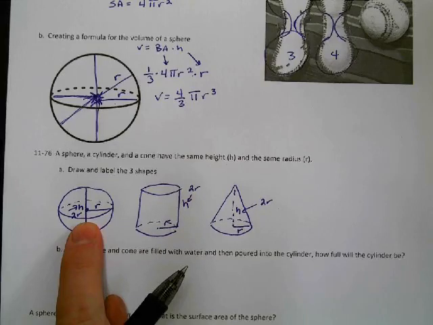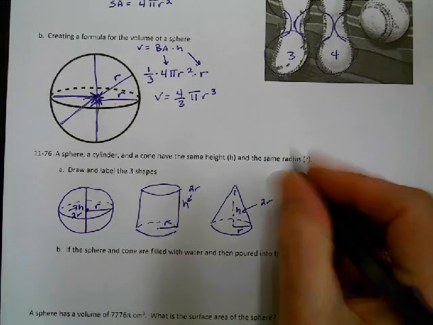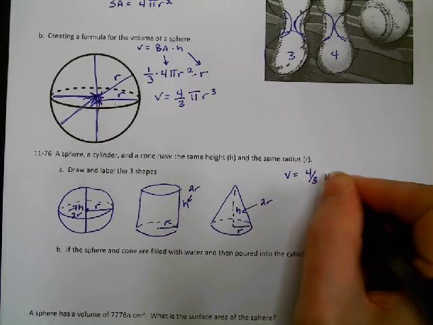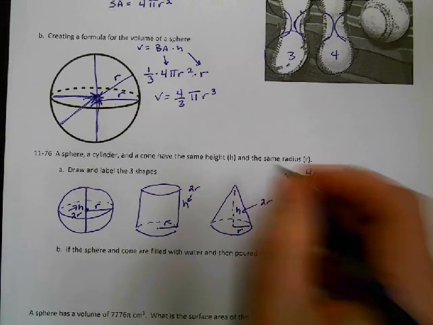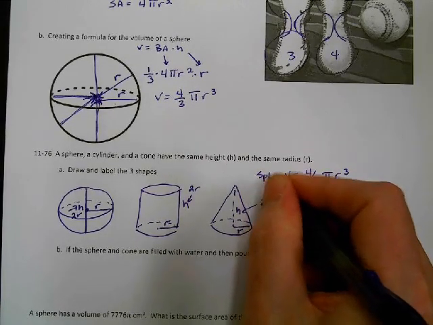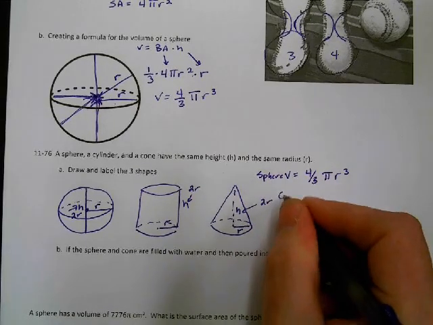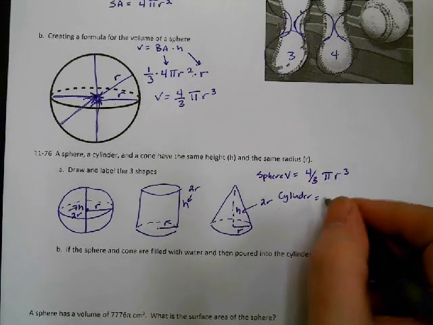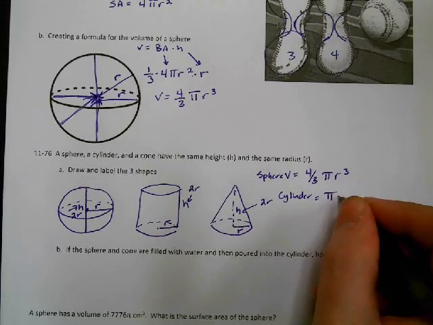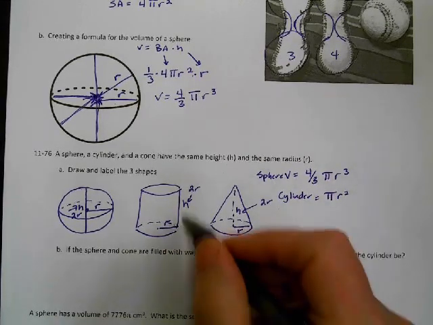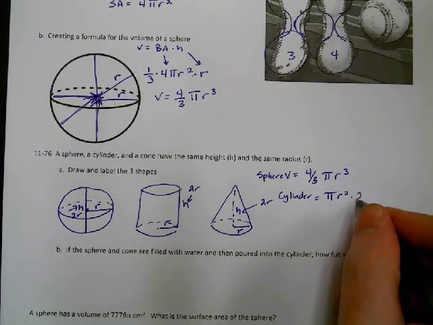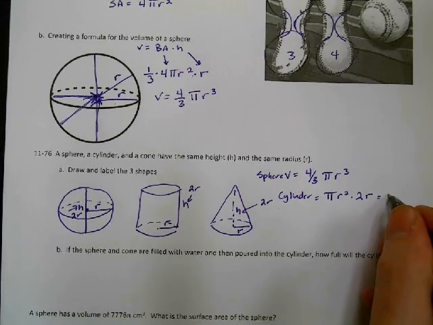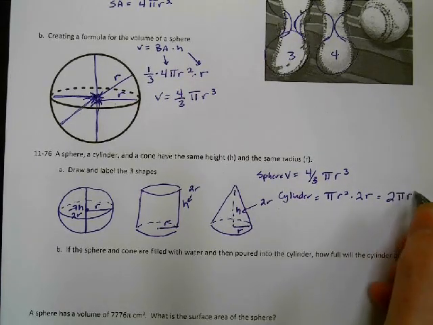All right, so let's look at the volume for this sphere. And we know that that is 4/3 pi r cubed. So that's the sphere. Let's look at the cylinder. Cylinder would be the base area of pi r squared times the height of 2r. So putting this together, we get 2 pi r to the 3rd power.